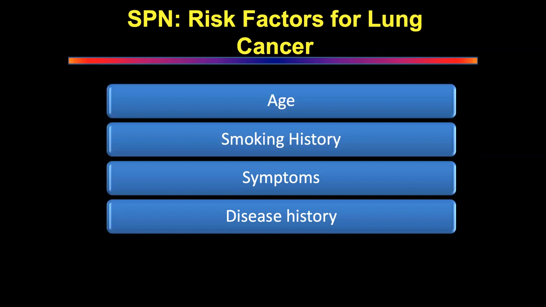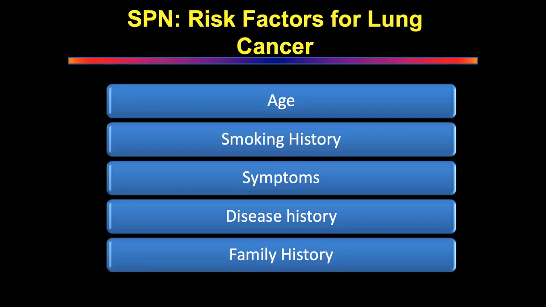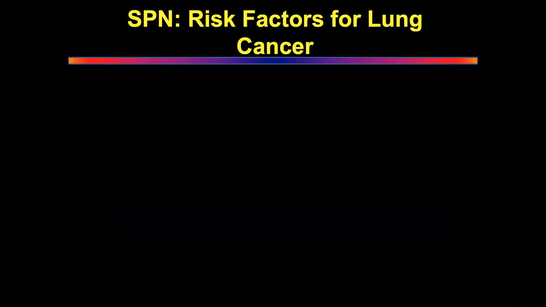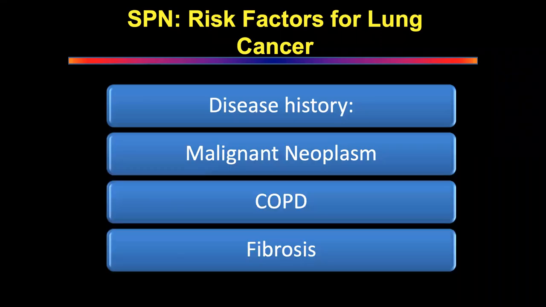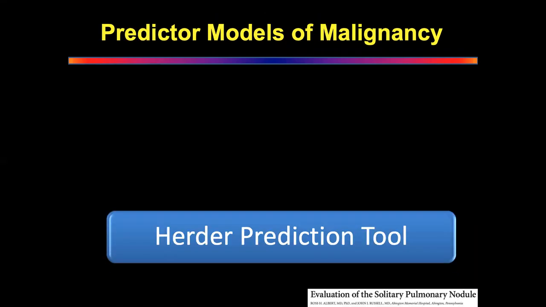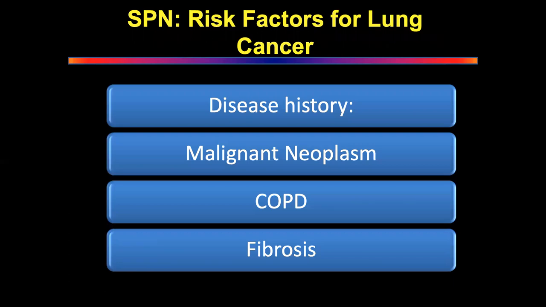size of the lesion, family history, and disease history. COPD, yes. Okay. So tell me the predictor models of malignancy. You use the word predictor models. Tell me two or three names of predictors.